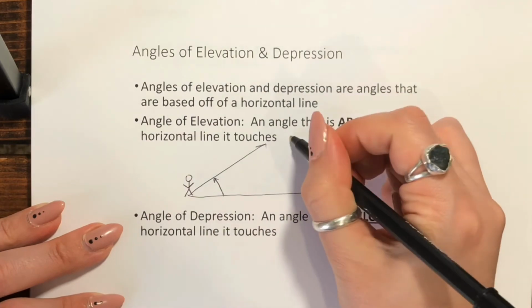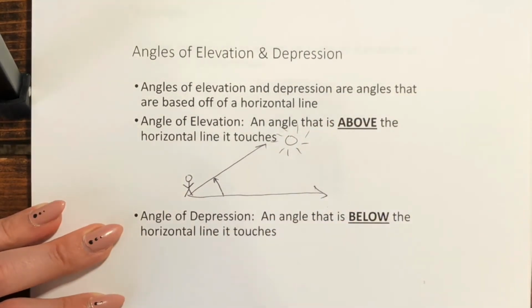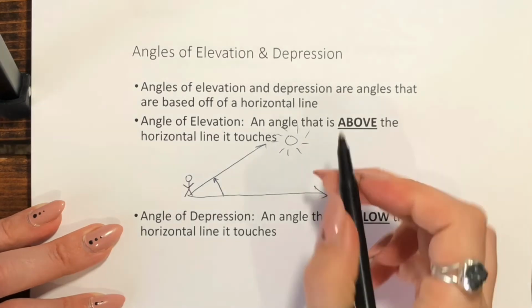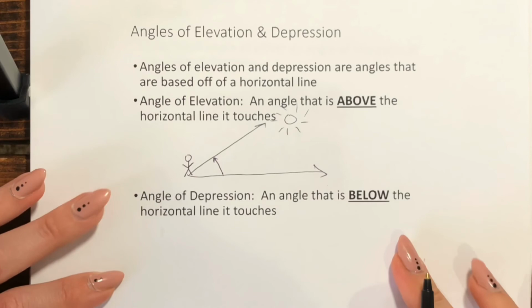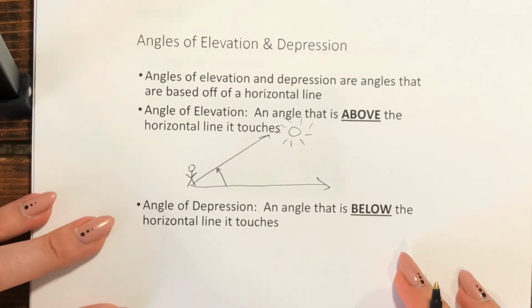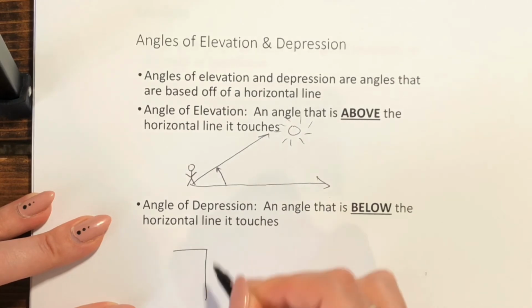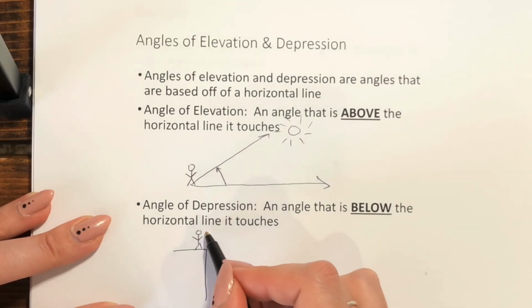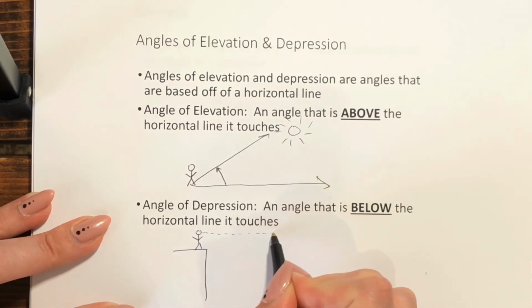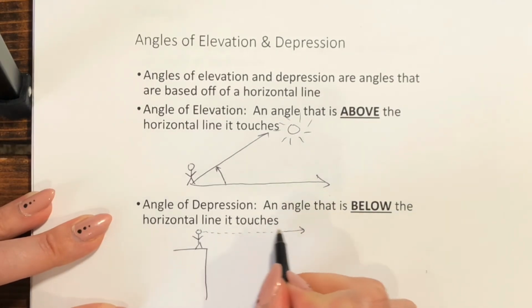So maybe they're looking at the sun or something up here, and they want to find the angle between the ground and the sun. So it's going to be the angle that is above the horizontal line, whereas the angle of depression is going to be the opposite of that. So think of maybe you're standing on a cliff. Here's a little person. Normally that person, if they're standing up here, their eyesight is going straight out, right? This way. That would be their normal line of sight.